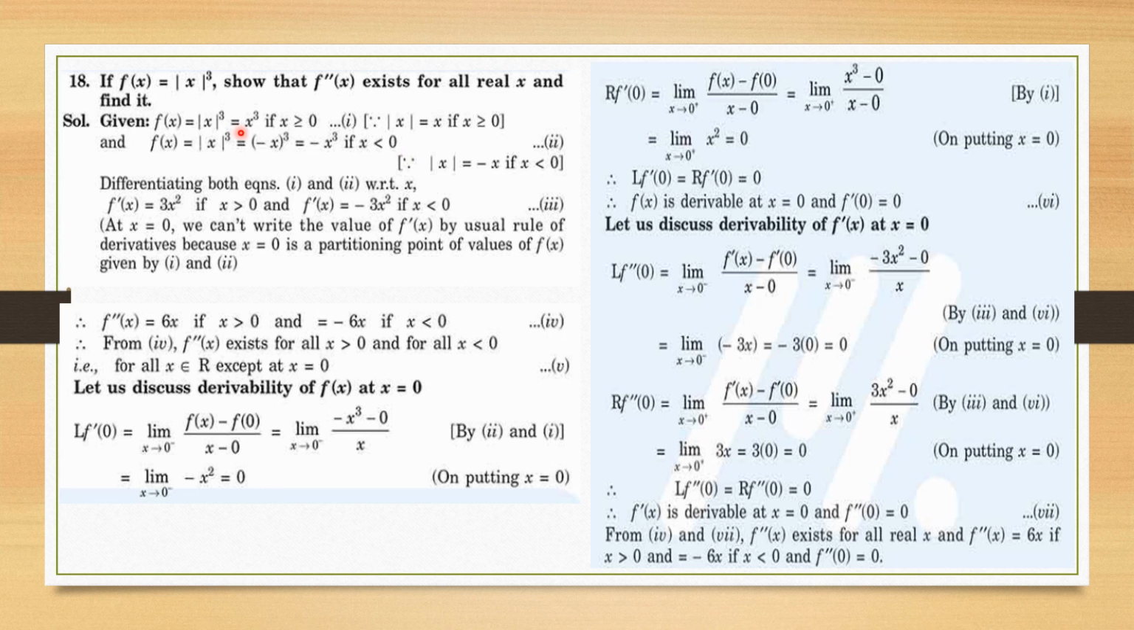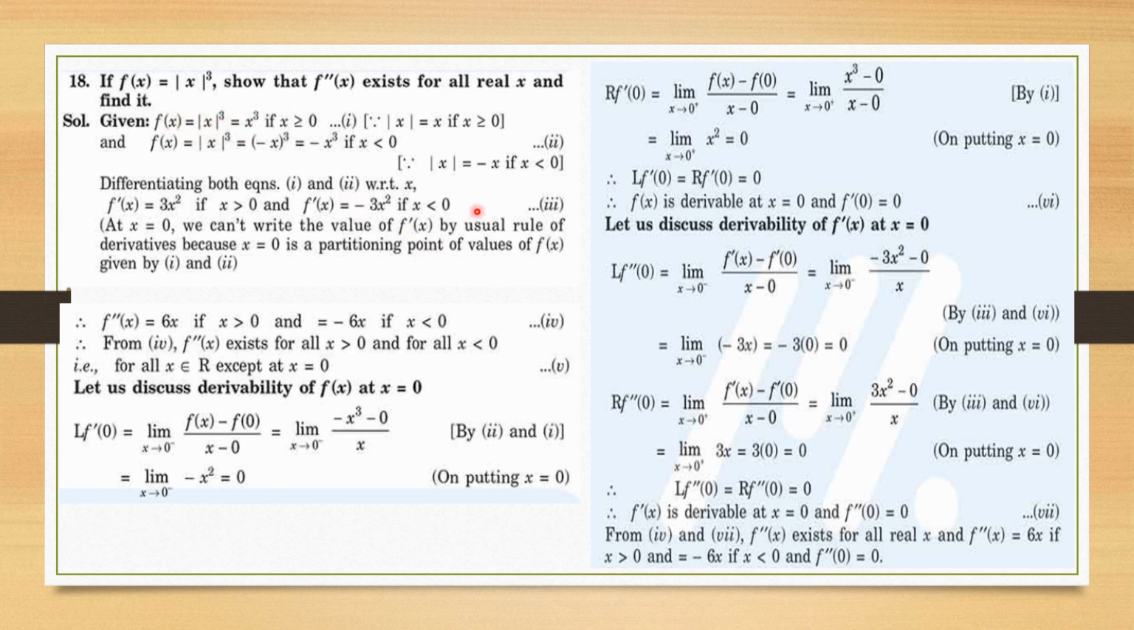And the derivative will be, for x greater than 0, 3x square, and for x less than 0, it will be minus 3x square by the definition. Okay, and at x equal to 0, we can't write the value of the derivative, because the usual rule of derivative says that x equal to 0 will be the partitioning point, like the 0 of this function.